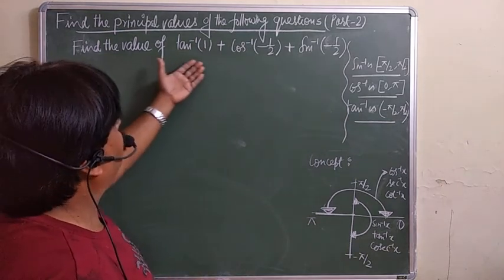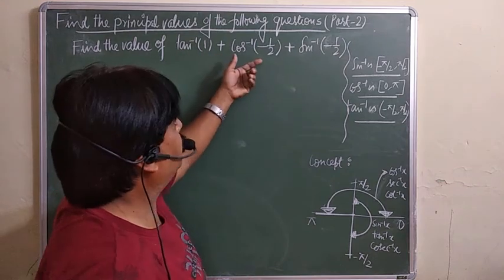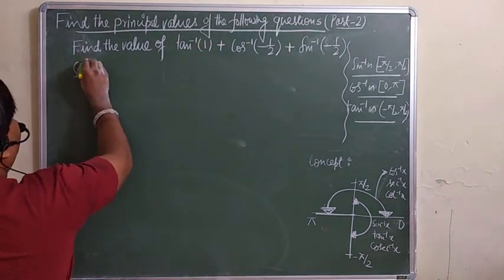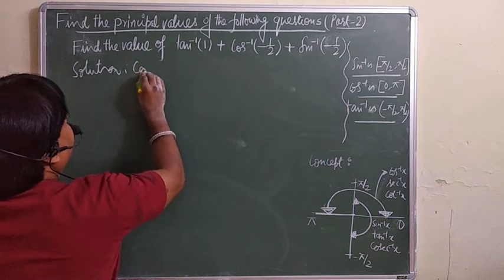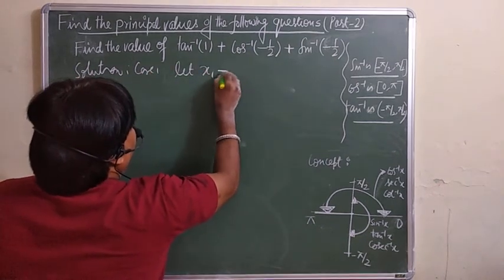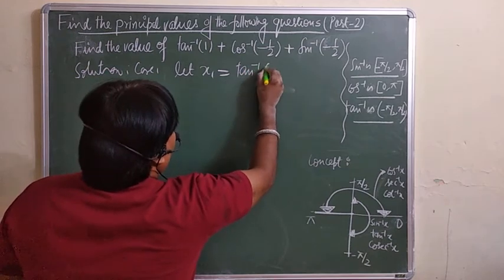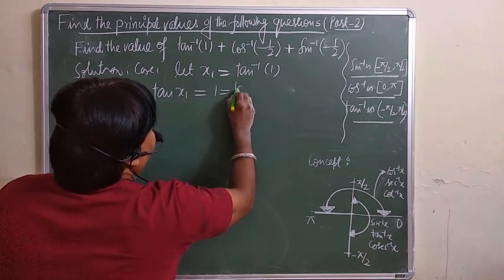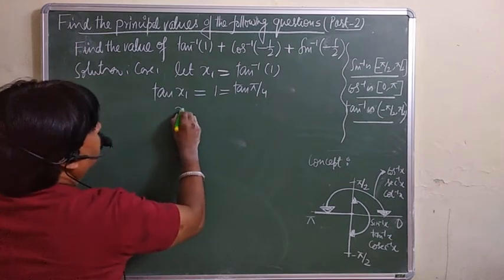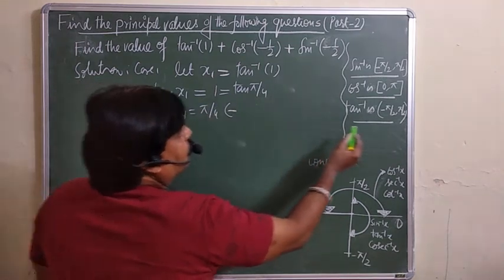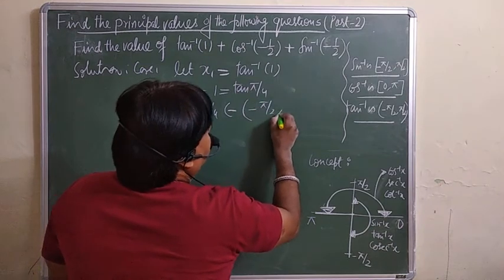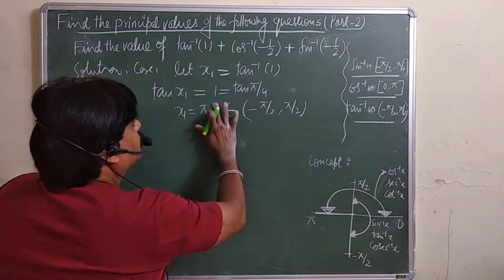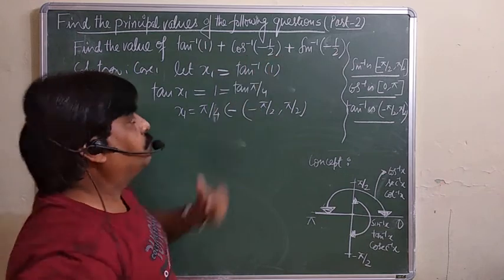So now the next question is to find the value of tan inverse 1 plus cos inverse minus 1 by 2 plus sin inverse minus 1 by 2. In the solution, one by one you can take the cases. Case 1: let x1 be equal to tan inverse 1. So this can be written as tan x1 is equal to 1, that is tan pi by 4. So x1 is equal to pi by 4, which already belongs to minus pi by 2 to plus pi by 2, the principal value branch, as we already know. So this is pi by 4. Now you can solve the next one.